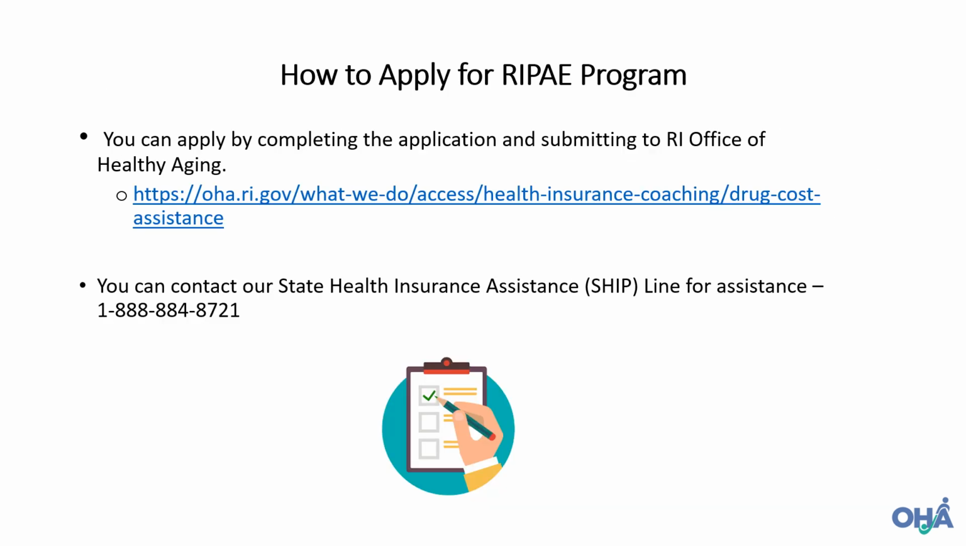How to apply for the RIPAE program? You can apply by completing the application and submitting it to the Rhode Island Office of Healthy Aging at www.oha.ri.gov. Look under Health Insurance Coaching and Drug Cost Assistance. Or you can contact our State Health Insurance Program line for further assistance, 1-888-884-8721.